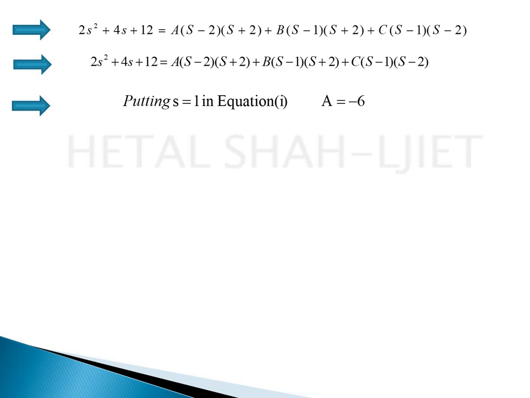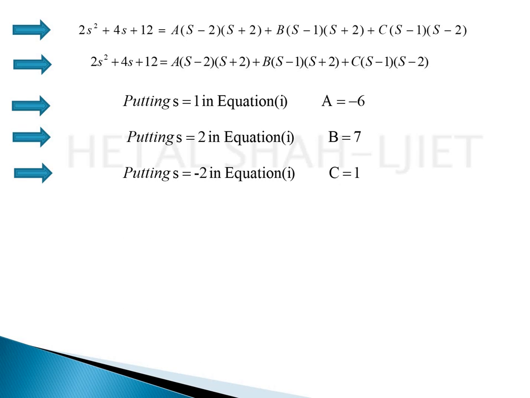Now putting s equal to 1 in this equation, we get A equal to minus 6. By putting s equal to 2, we get B equal to 7. And by putting s equal to minus 2 in equation 1, these both equations are the same, and this equation is known as equation 1. So we get the values of A, B, C. Now substitute these values of A, B, C in the equation of Y of s, that is A is minus 6, B is 7, and C is 1.